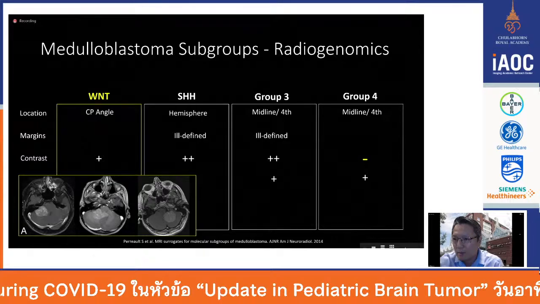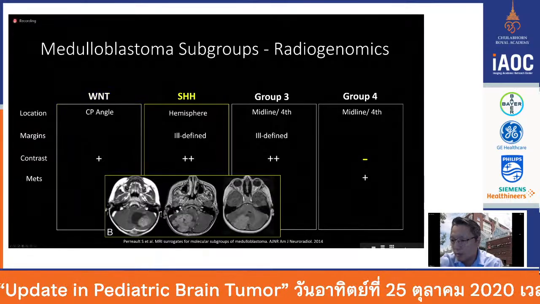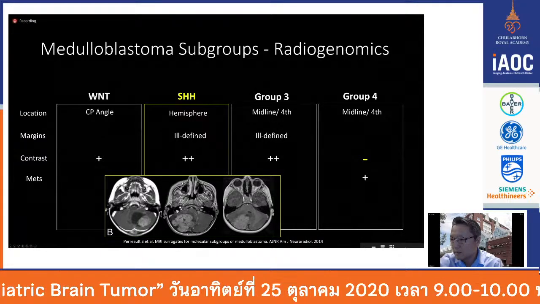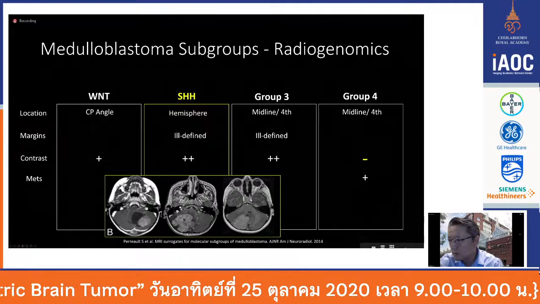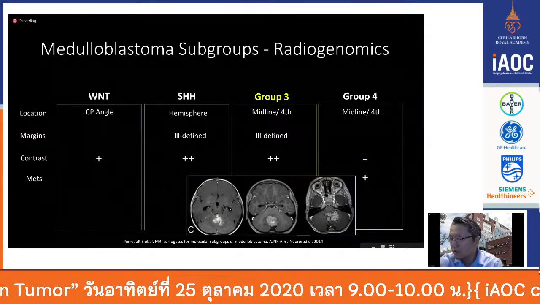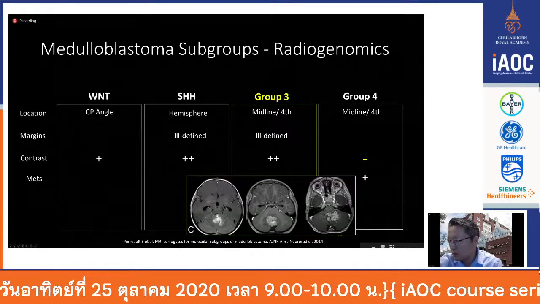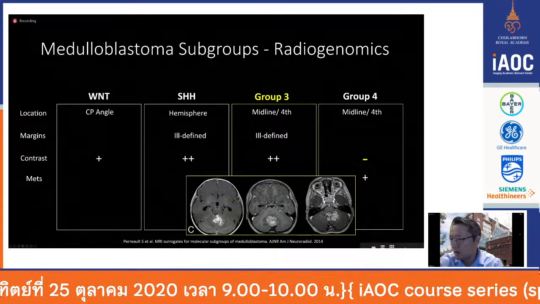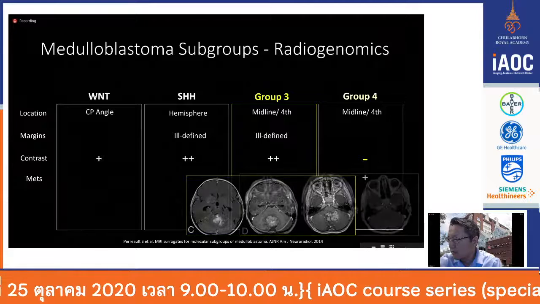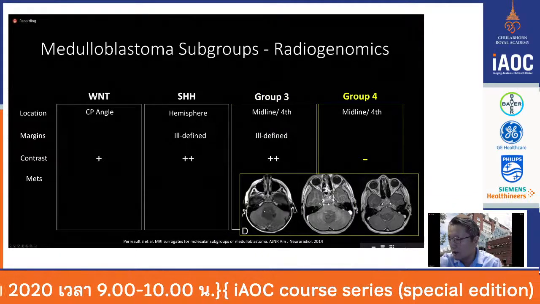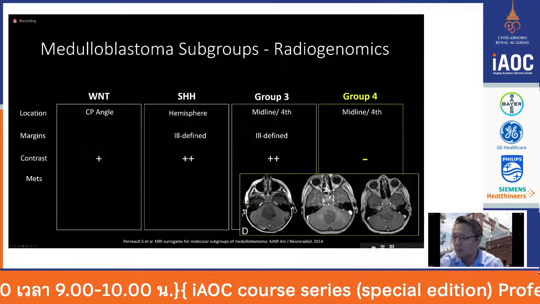Here's the SHH. You can see that their examples involve the cerebellar hemispheres, and it's actually invasive in the hemisphere itself. Here's a pretty typical example of Group 3 tumors, which are classic midline fourth ventricular tumors that have intense enhancement. And then finally, we have the Group 4 medulloblastomas that are midline, but not much enhancement at all.